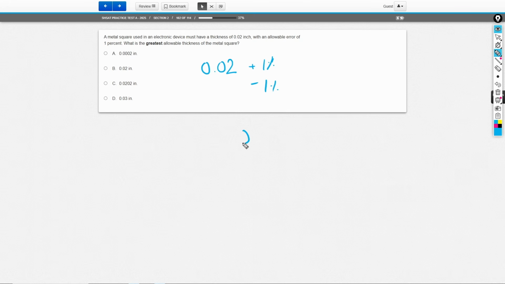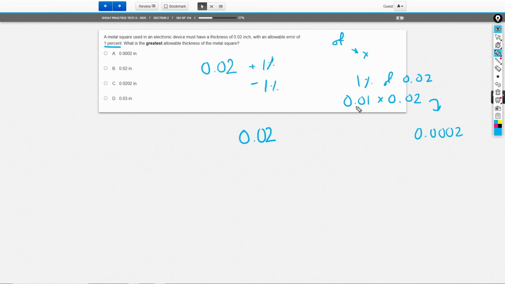Let's think about it, right? We're looking at 0.02 and we need to find 1% of 0.02. We need to find our tolerance. Our tolerance is 1% of this. What did I say of meant? Of meant multiply. So if I have 1% of 0.02, that means I'm multiplying 1%, which is 0.01, by 0.02. And this should give you 0.0002. Here you have 2 decimal places, so you're moving 0.02 over 2 more places, so you've introduced an extra 0 here to get 0.0002. So this is your allowance.